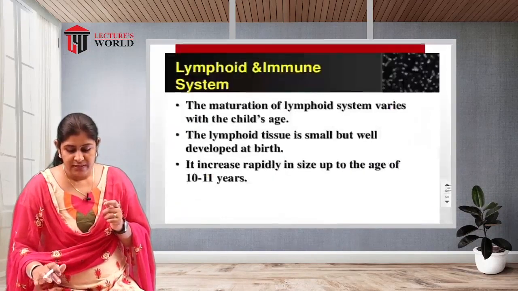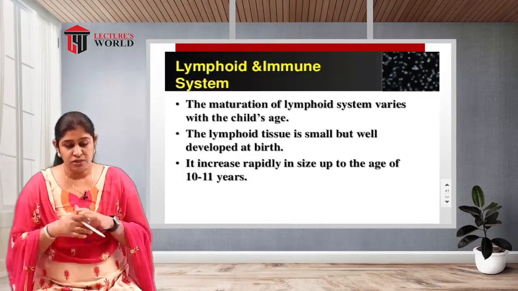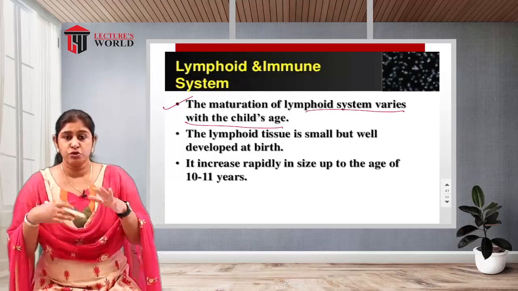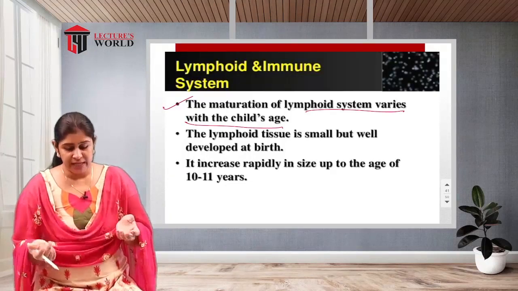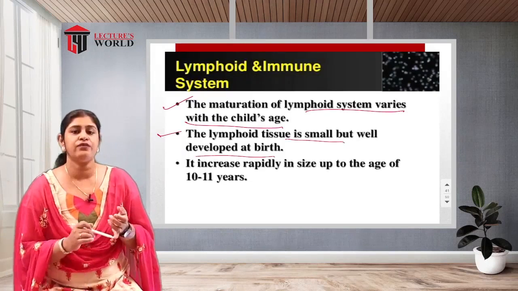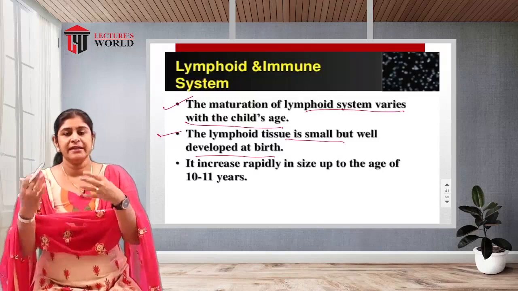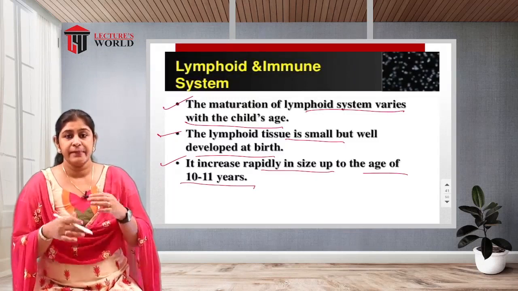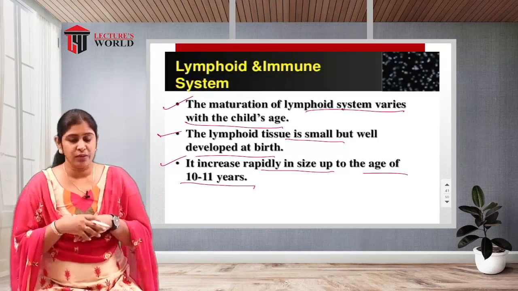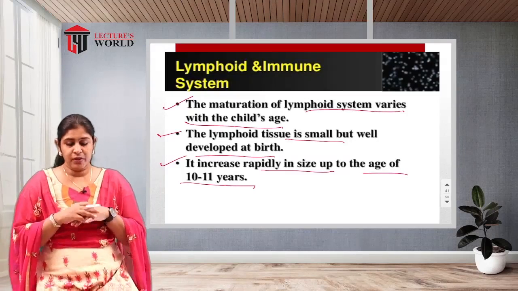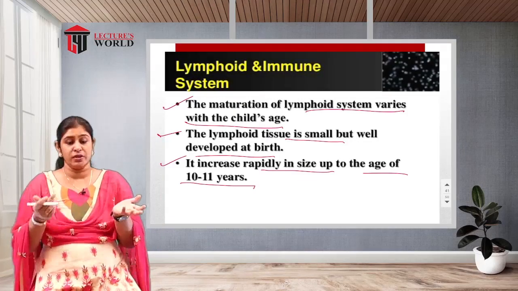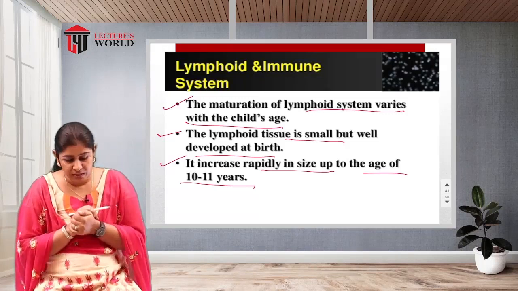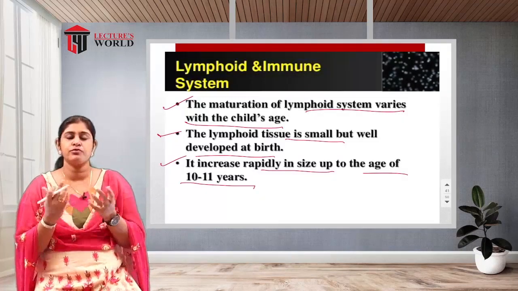Next is the lymphoid and immune system. The maturation of the lymphoid system varies with the child's age. The lymphoid tissue is small but well developed at birth, and it increases rapidly in size up to the age of 10 to 11 years.